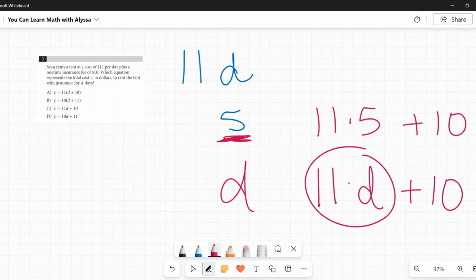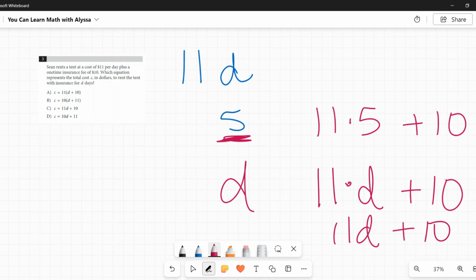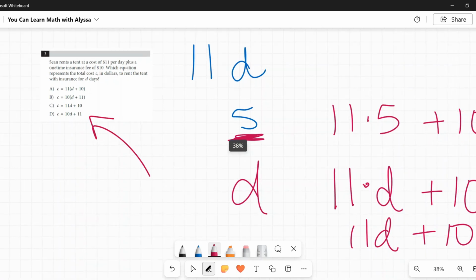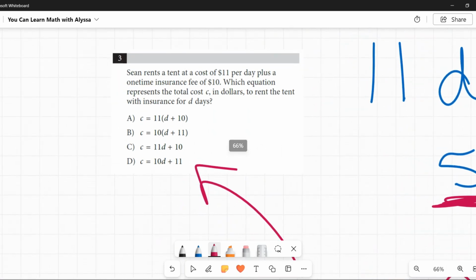When we have these right next to each other, we don't have to put the little dot for multiplication. We can just combine them and say 11D plus 10. And let's look up here. Let me zoom in a little more so you can see the choices more clearly. Oh, and there it is. C is equal to 11D plus 10. C is my answer.